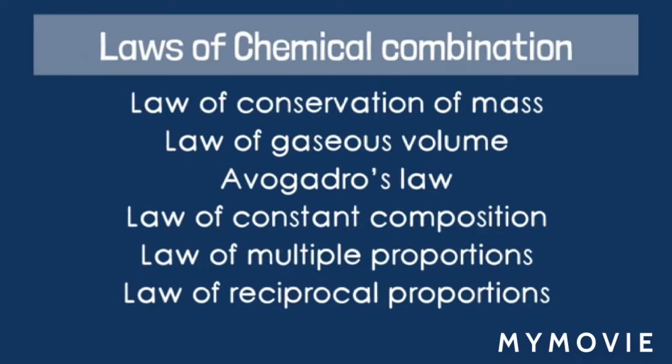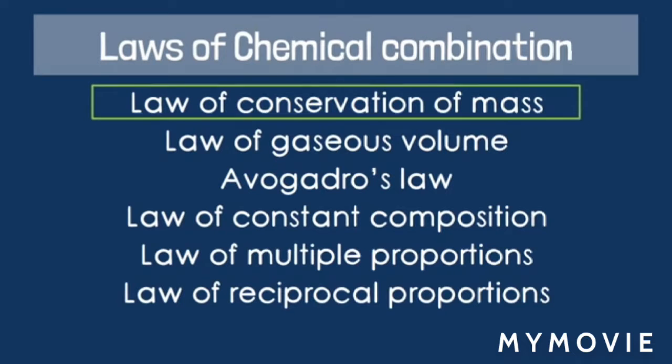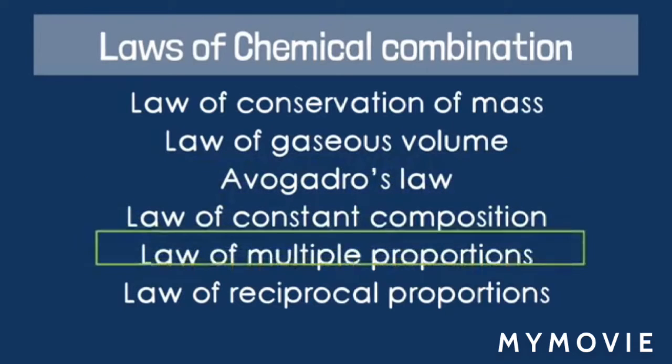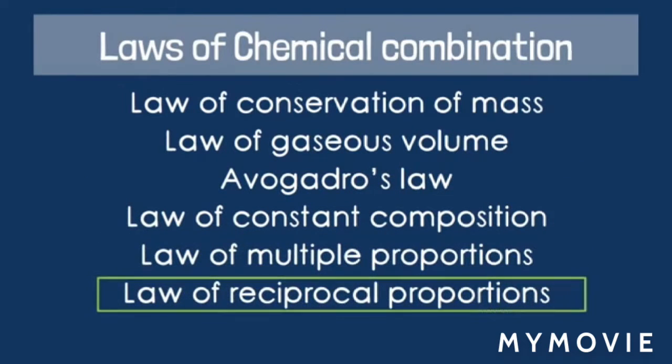The combination of the elements to form a compound is governed by certain laws, called laws of chemical combination. The various laws of chemical combination are the law of conservation of mass, law of gaseous volumes, Avogadro's law, and the laws of constant composition, multiple proportions, and reciprocal proportion.